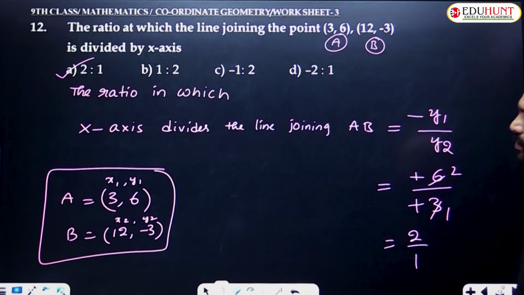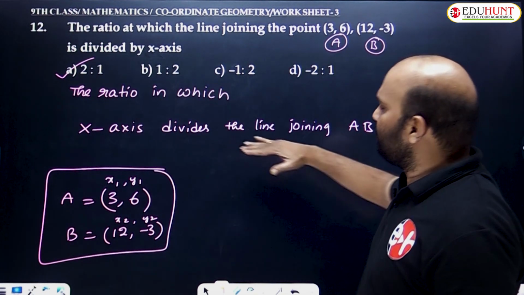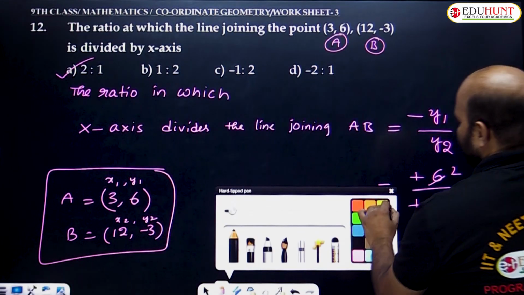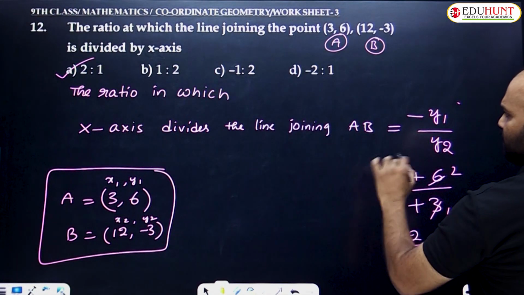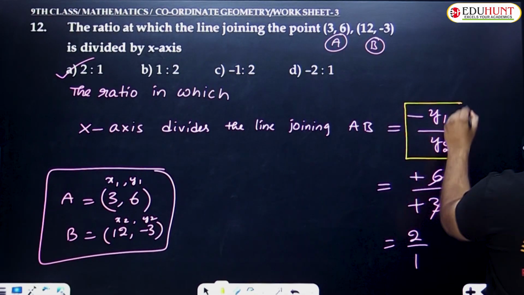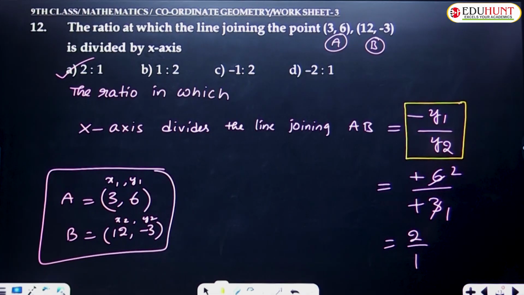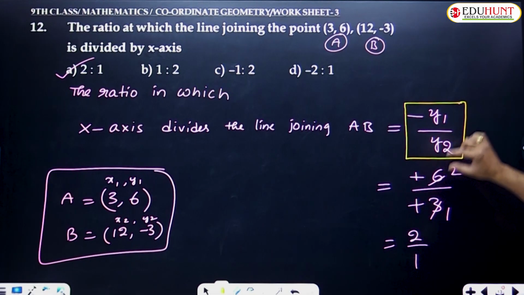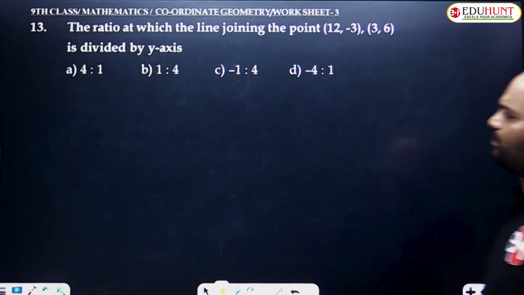That is the traditional method. There is a different, logical method which is very easy. This is the required formula. The ratio in which the x-axis divides the line joining points A and B is minus y1 by y2. So we can easily put the y1, y2 values directly into that formula and get the ratio 2 is to 1. Am I clear? So let us go to question number 13.